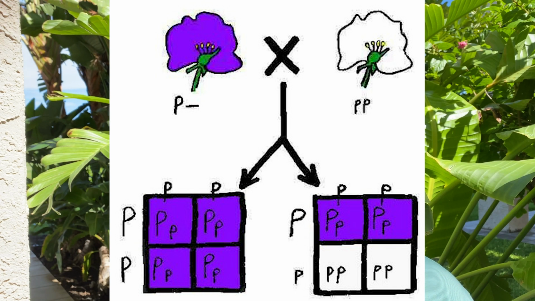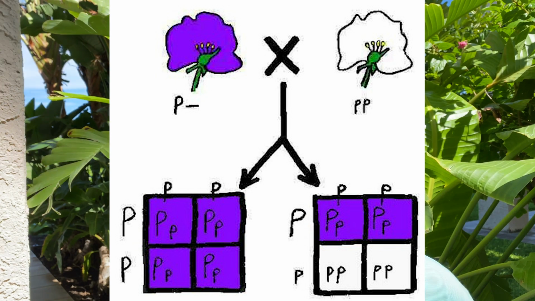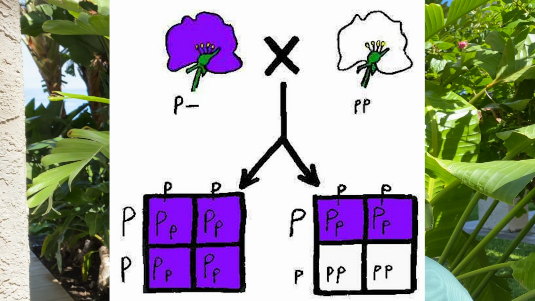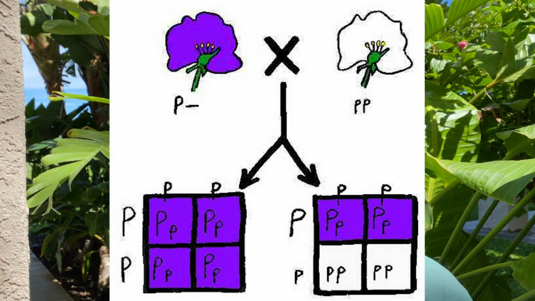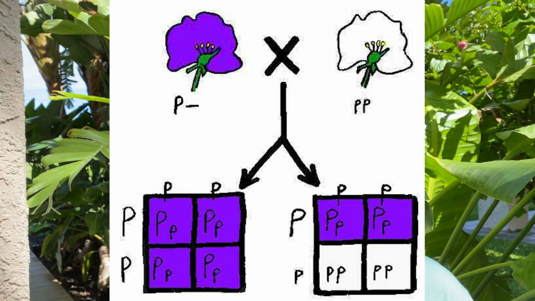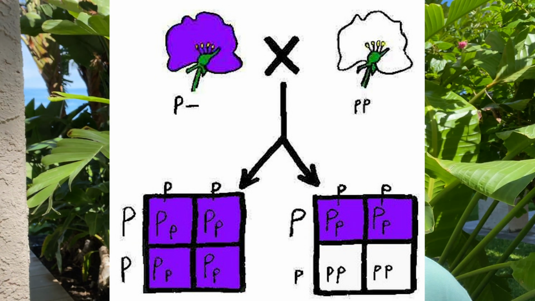So if an individual is crossed with a known homozygous recessive and half of the offspring are homozygous recessive, then you know that that parent had to be a heterozygote. Whereas if all of the offspring exhibit just the dominant phenotype, then you can deduce that parent was homozygous dominant.